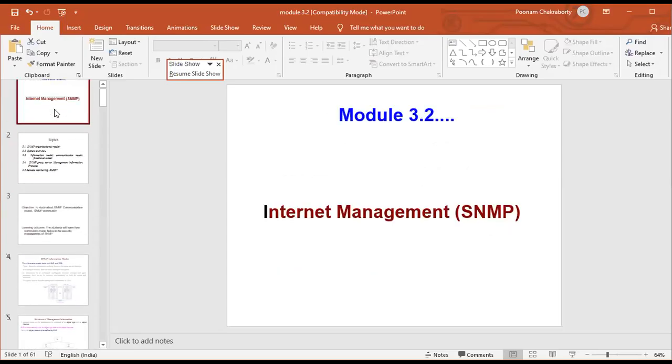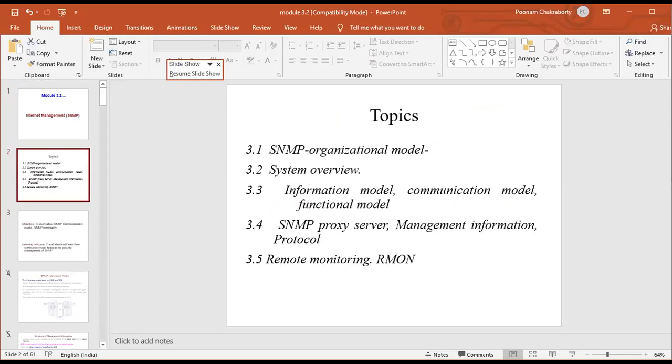In the next slide, I will not start because this is totally on a different section. So we finished the SNMP organization model and the system overview. We had seen the working of the system overview. Now the communication model we had seen, and the way in which manager and agent were communicating.